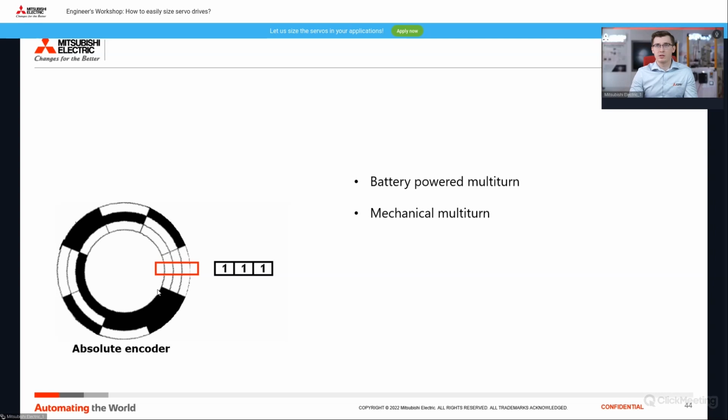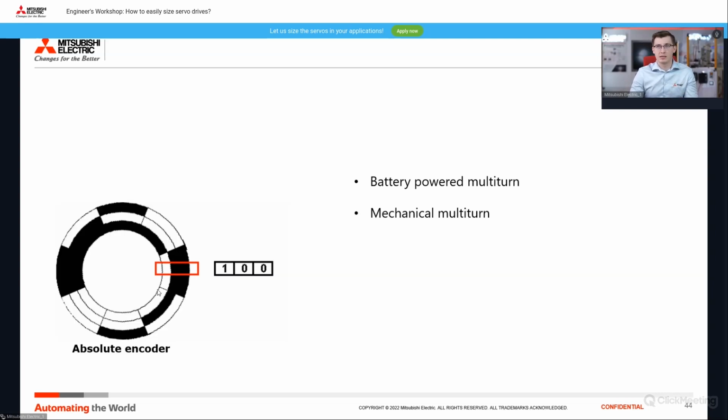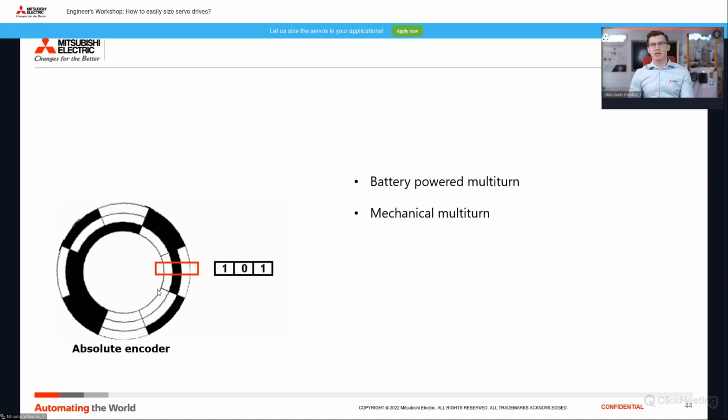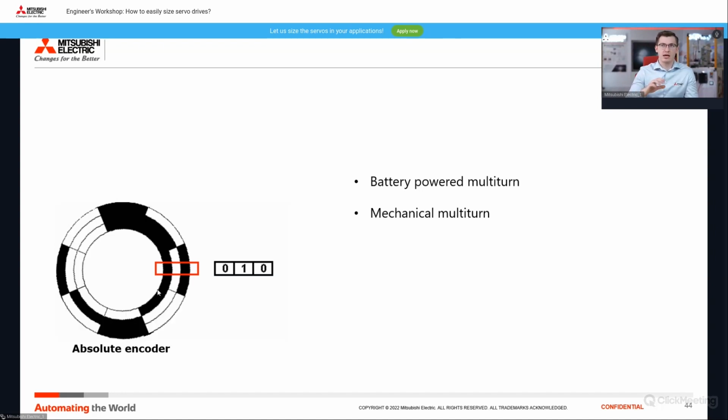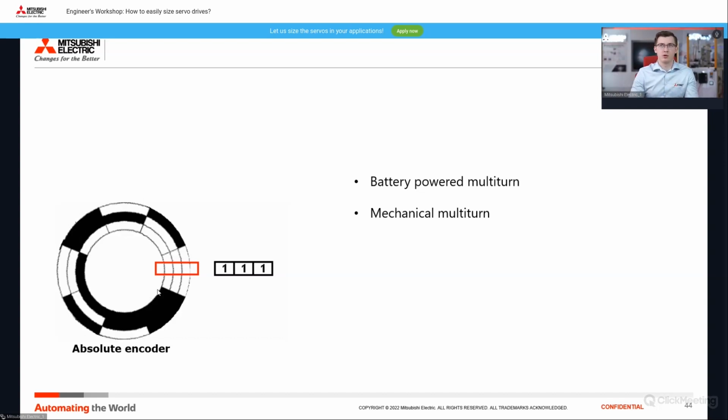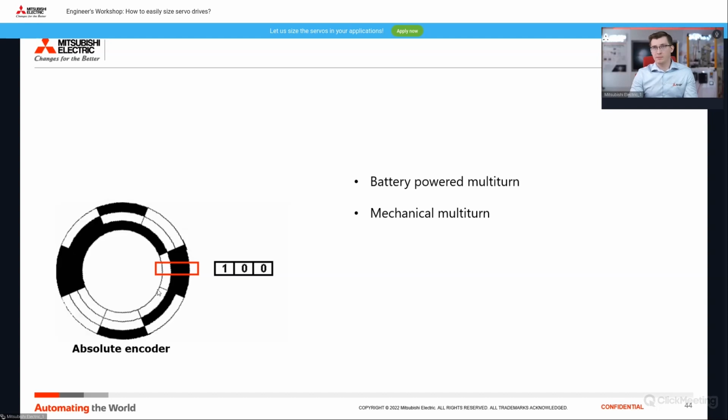Then you have the mechanical multi-turn. These encoders have the multi-turn part inside, and it works like, let's say, a mechanical watch, more or less. So you have the gears inside. After power off of the machine and a change of the position, the gears will rotate, and after power on, the position will be read to the servo amplifier. This is good because you don't need a battery and don't need to replace the battery. So in case of maintenance, it will be better.